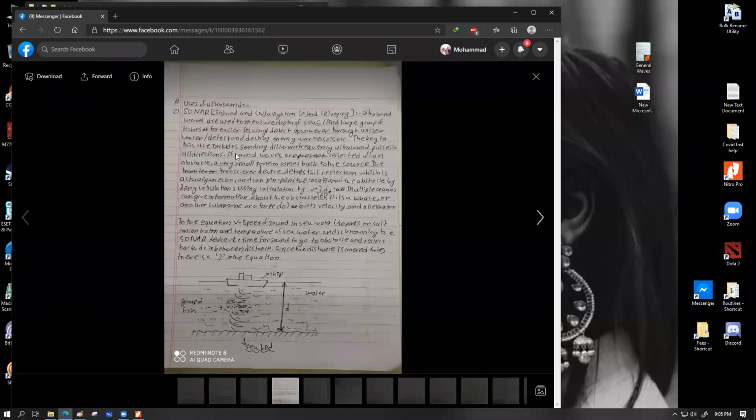Here are the uses of ultrasound. So there are many things among the uses of sound. I'm going to be covering pretty much all of it so that it's understandable for you. The first one is called sonar.